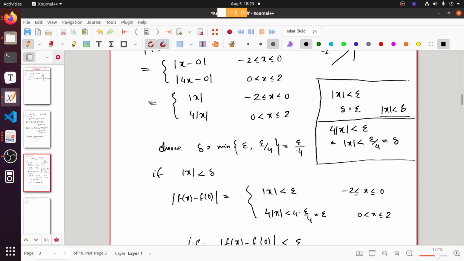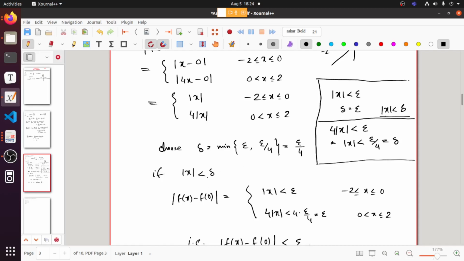So if delta is less than this, then what happens? Then both the conditions will be satisfied, right? Delta is less than epsilon, and also less than epsilon by 4. So when delta is less than epsilon, then mod x is less than delta, which means this is also less than epsilon. So mod x is less than epsilon, the first one we will get.